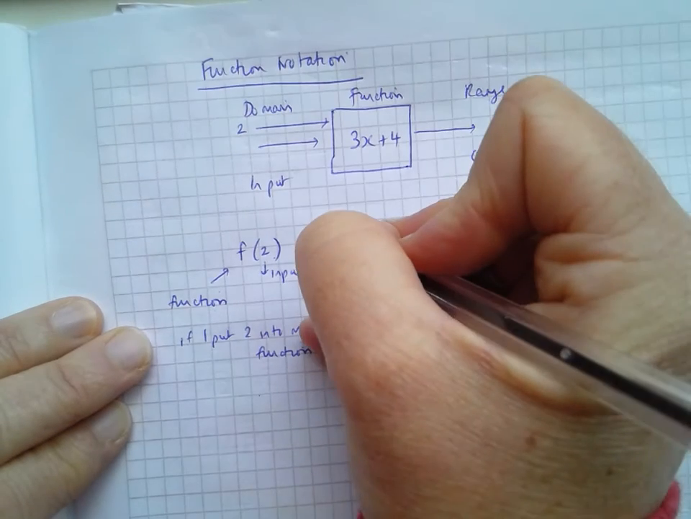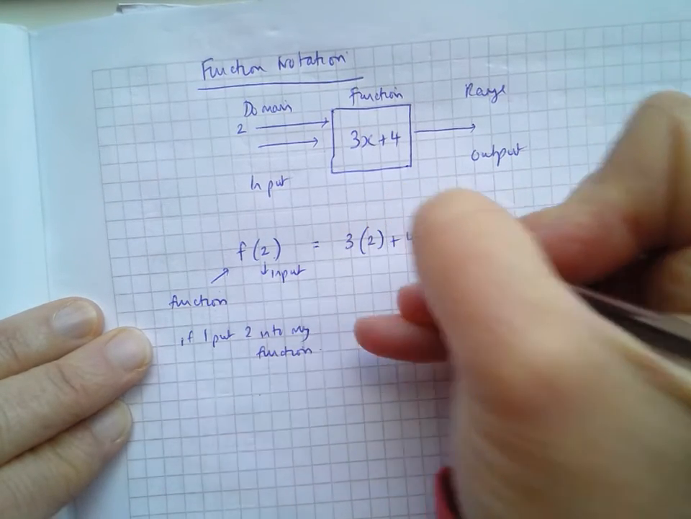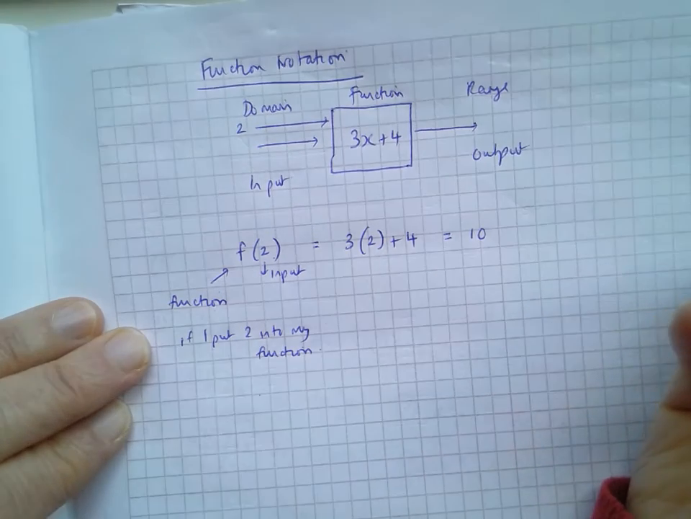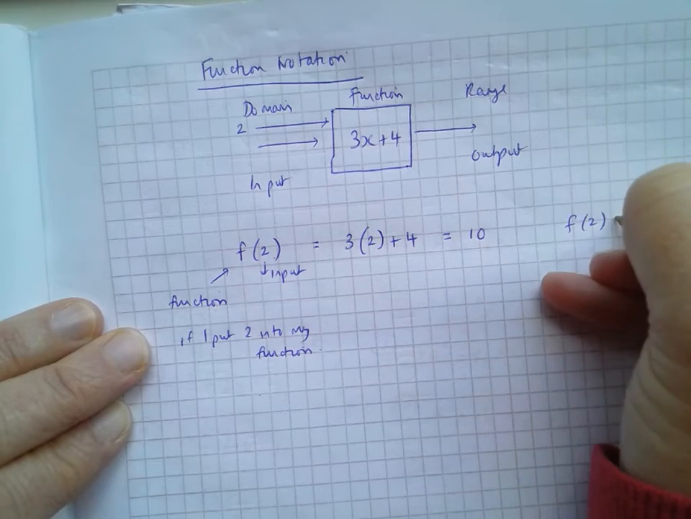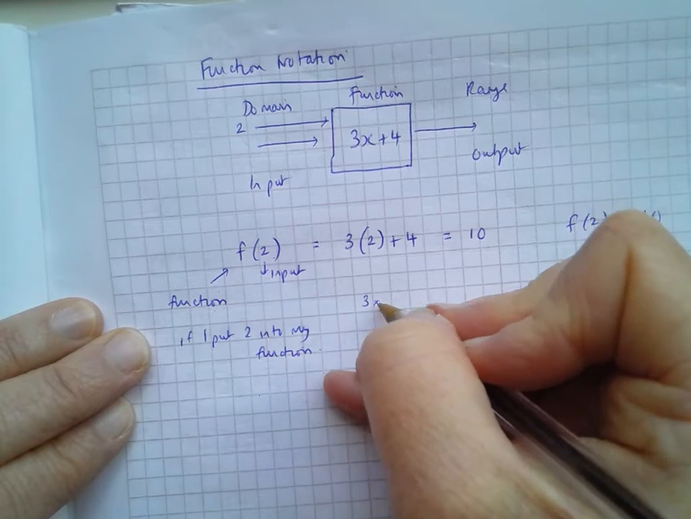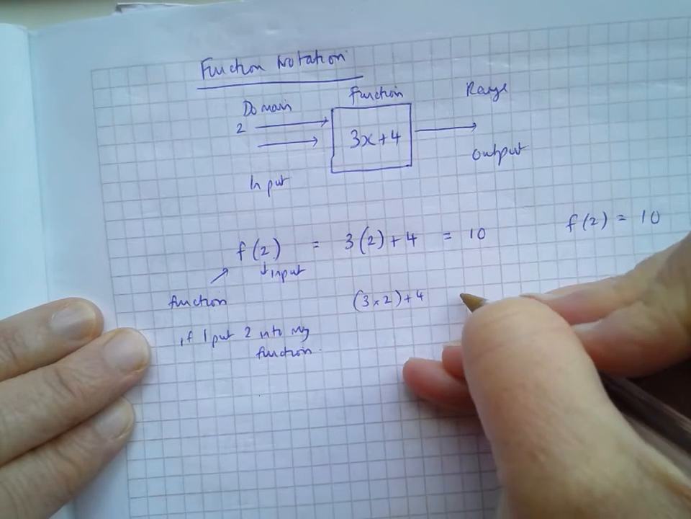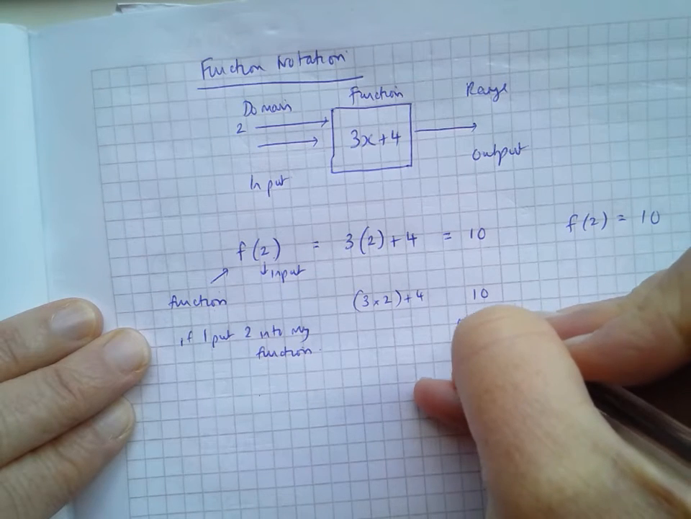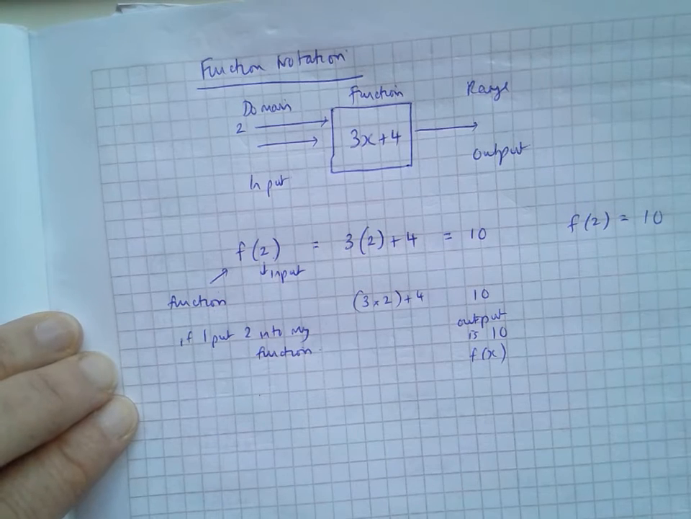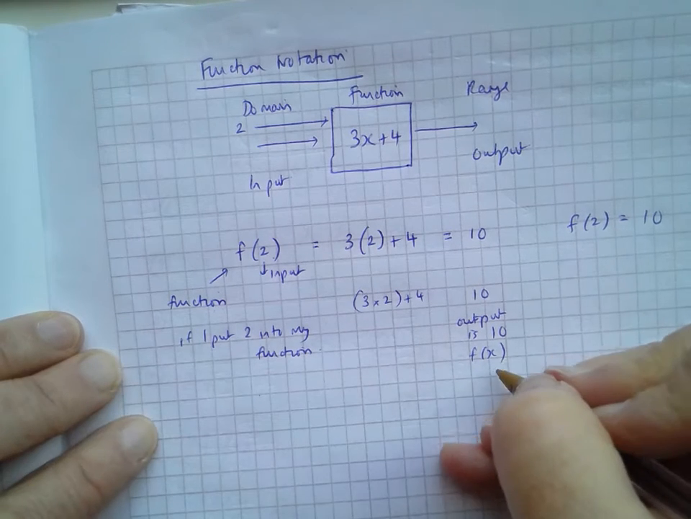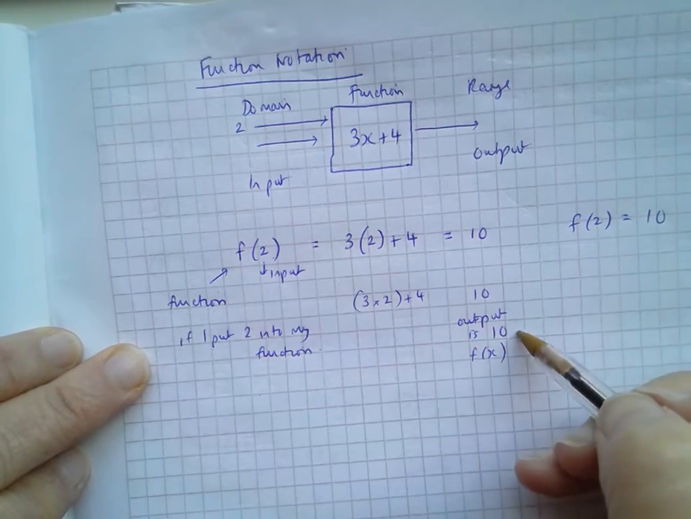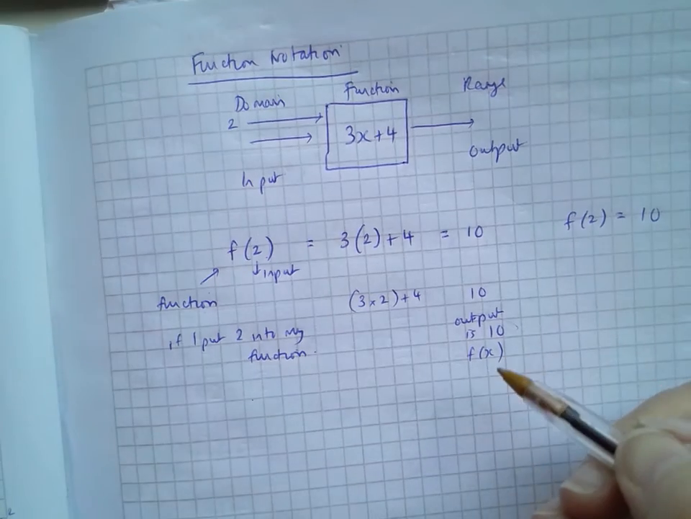3 by 2 plus 4 equals 6 and 4, which is 10. So what I can say is f of 2 equals 10. If I put 2 into my function, it's 3 times 2 plus 4. The output is 10, and this is called f of x. So f of x here refers to the output. f of 2 means I put 2 in. I'll come back to this f of x business in a minute, because if I continue with it now, it won't make that much sense.